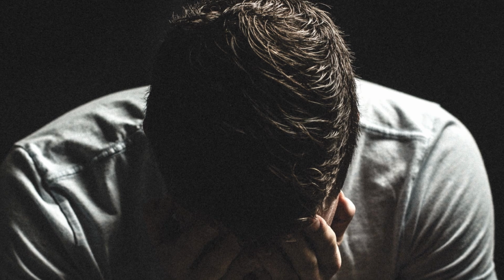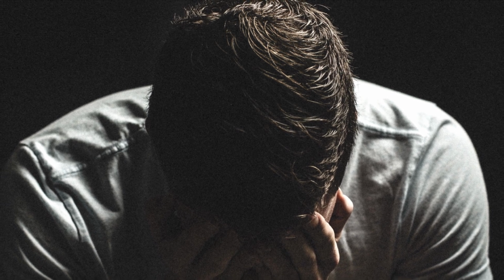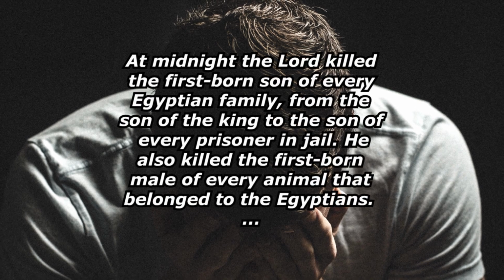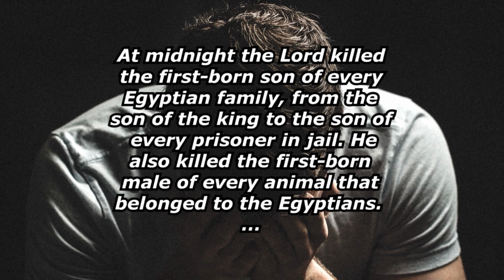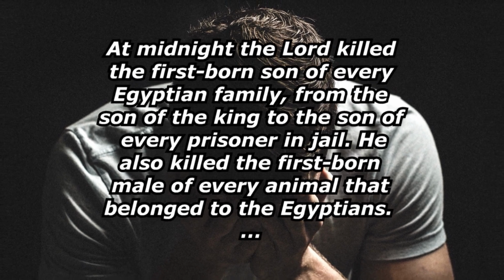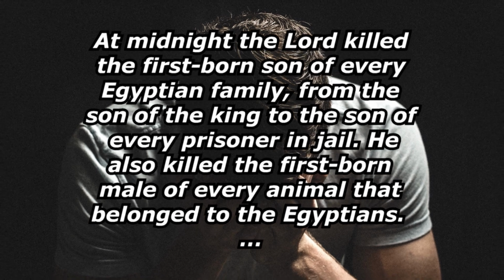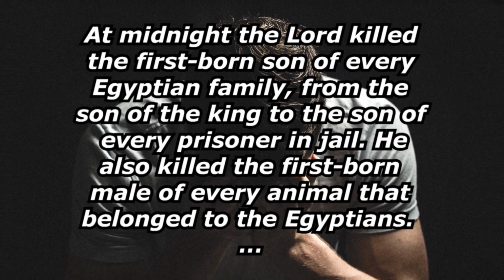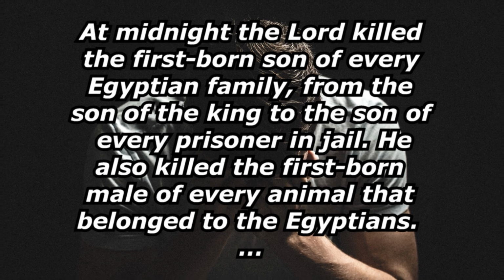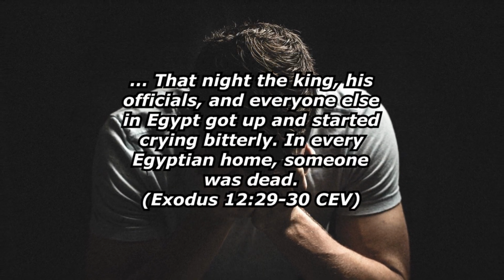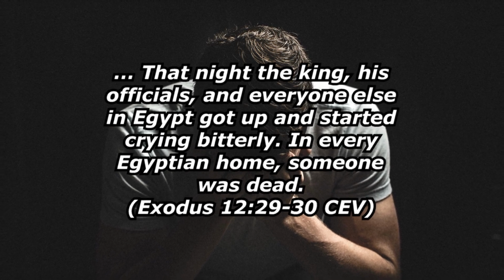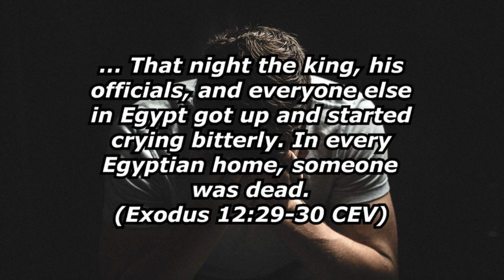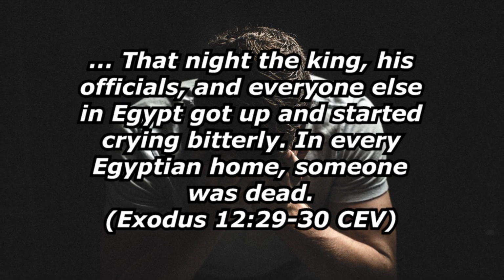What great tragedy now befell the Egyptians! At midnight the Lord killed the firstborn son of every Egyptian family, from the son of the king to the son of every prisoner in jail. He also killed the firstborn male of every animal that belonged to the Egyptians. That night the king, his officials, and everyone else in Egypt got up and started crying bitterly. In every Egyptian home someone was dead.